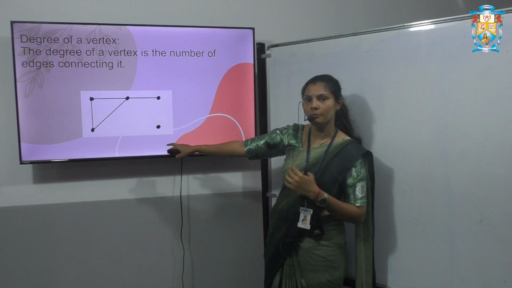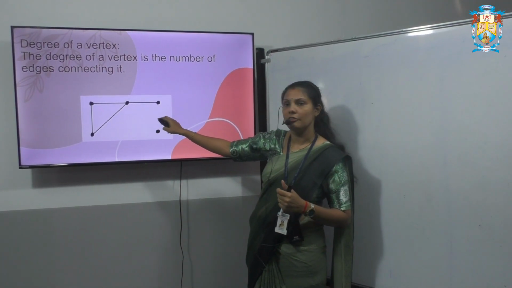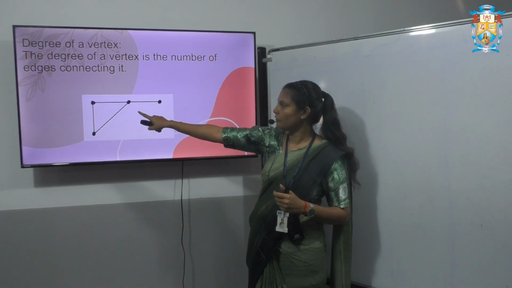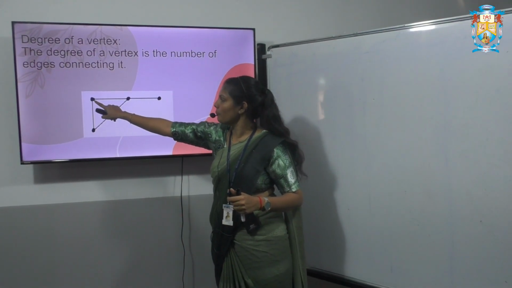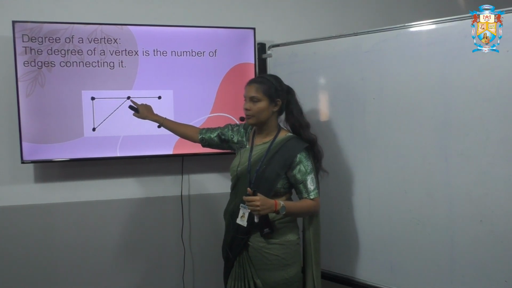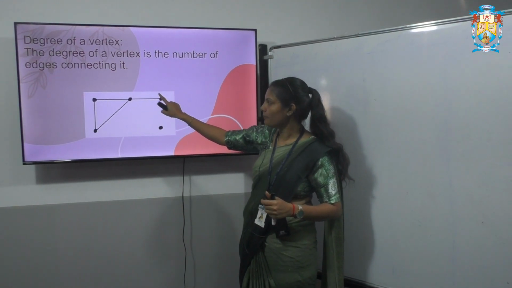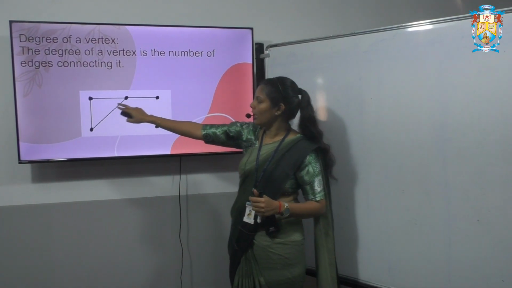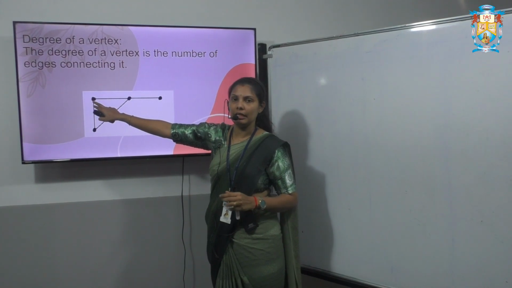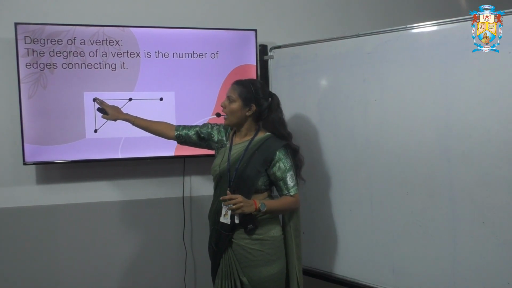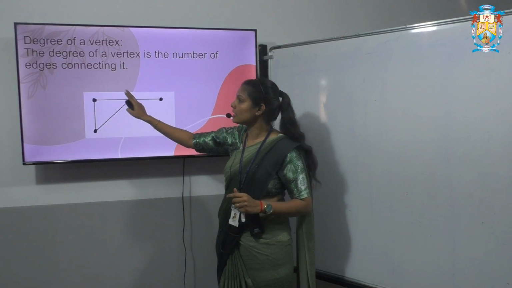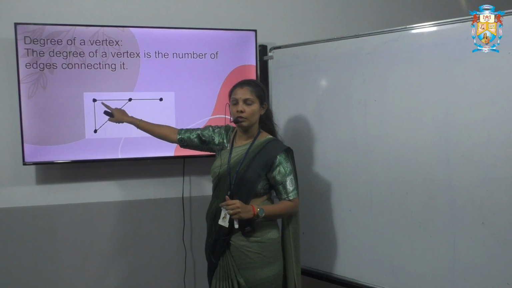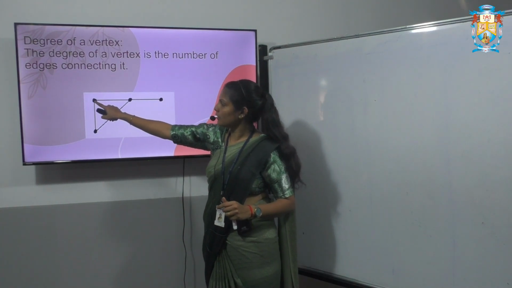Now here you can observe a graph where there are a total of 5 vertices. We will name the first point A, the second point B, the third point C, the fourth point D, and the fifth point E. Now for the first point A, we have to see how many edges are connected to that vertex. Here you can observe there are only 2 edges connected to that point.